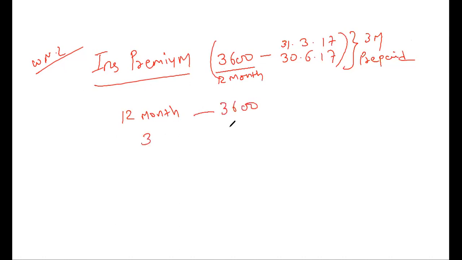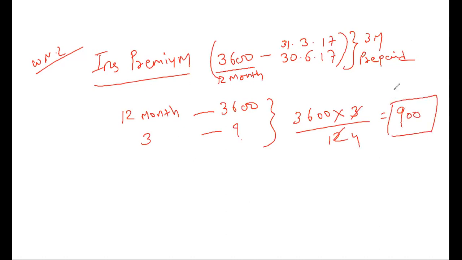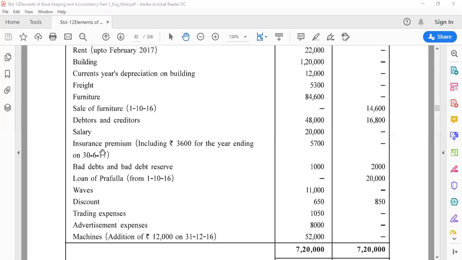For 3 months, it would be how much? 3,600 into 3 divided by 12. So 900 is the adjustment for prepaid insurance premium. Please write down. After this insurance premium, we have bad debt. Debit side, we have bad debt, and credit side, we have bad debt reserve.